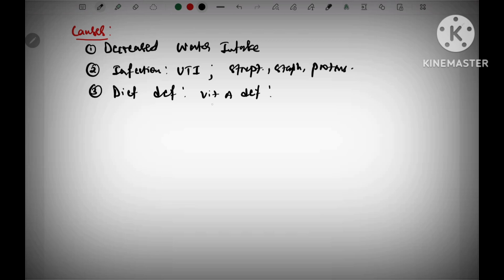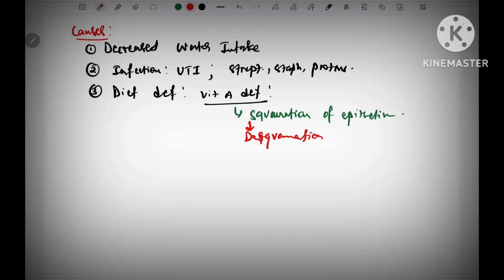One of the functions of vitamin A is formation of the epithelium. But if there is a deficiency of vitamin A, then there is desquamation of the epithelium, and that leads to the formation of a nidus. And if the nidus forms, then stone formation begins. So vitamin A deficiency causes desquamation. This is the third point.